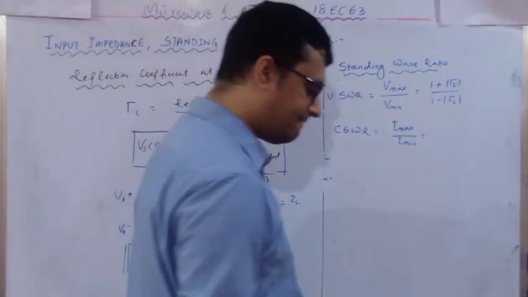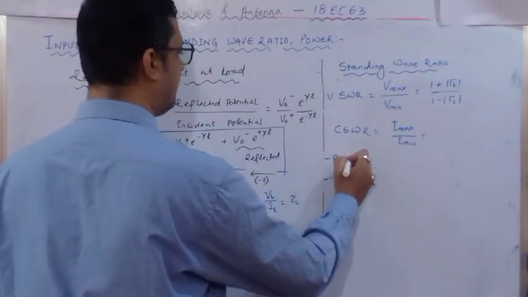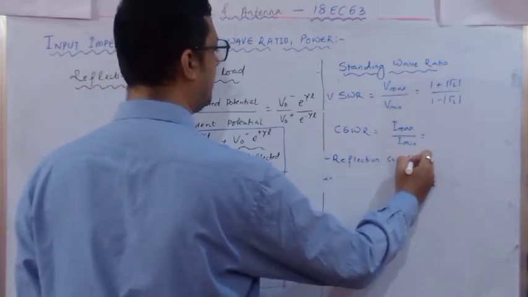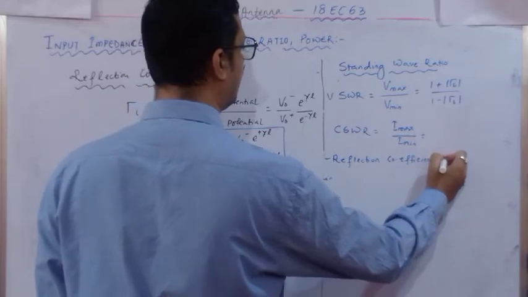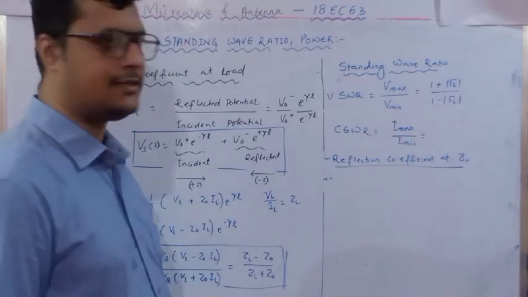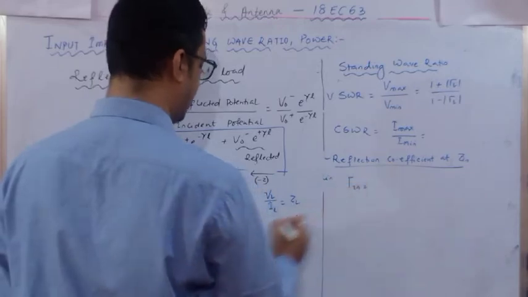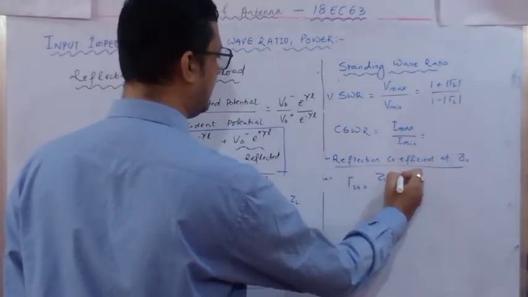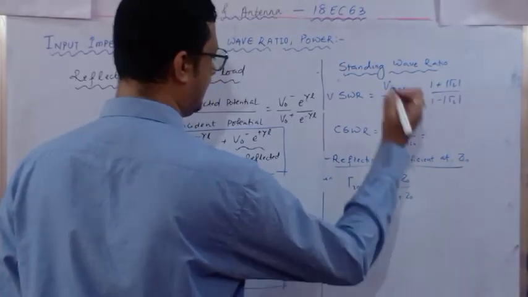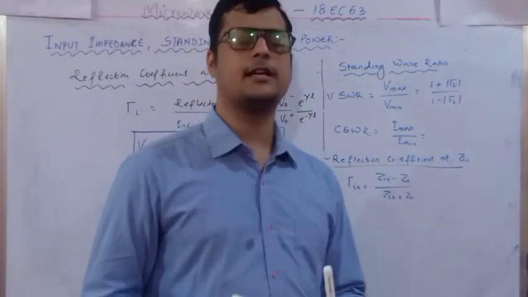Next, reflection coefficient at input end, as I have told. If I calculate the reflection coefficient at Zin, what will be the difference? At the input end, ZL is only replaced by Zin. Zin minus Z0 divided by Zin plus Z0. So this is my simple relation with respect to the reflection coefficient at input end.